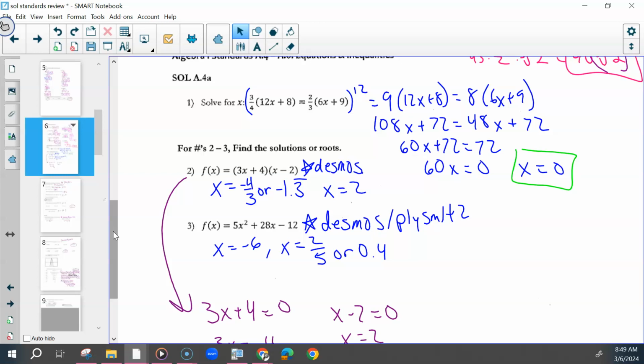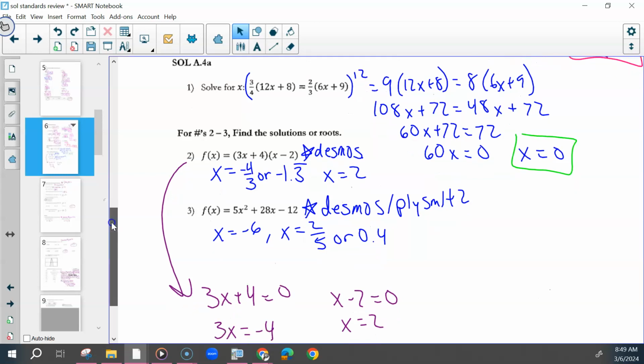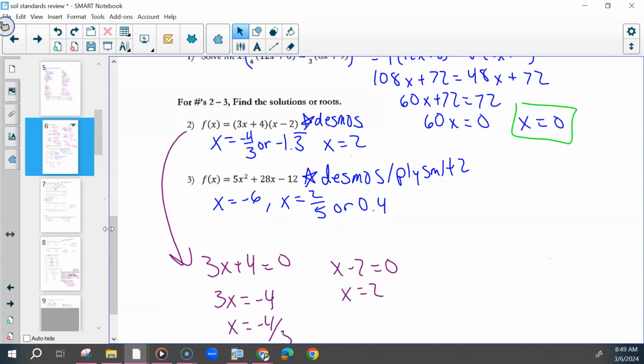For number 2 and 3, even though we haven't talked about how to find the solutions and find the roots, you should know that solutions and roots are x-intercepts. So if you were to put that function in, find the x-intercepts, it would give you those 2 points. So you could write these as ordered pairs, write them as curly brackets, or write them as is. X equals -4/3 and x equals 2. Number 3, same thing, x equals -6 or x equals 2/5 or 0.4. And then once you have those down, go on to the next page.